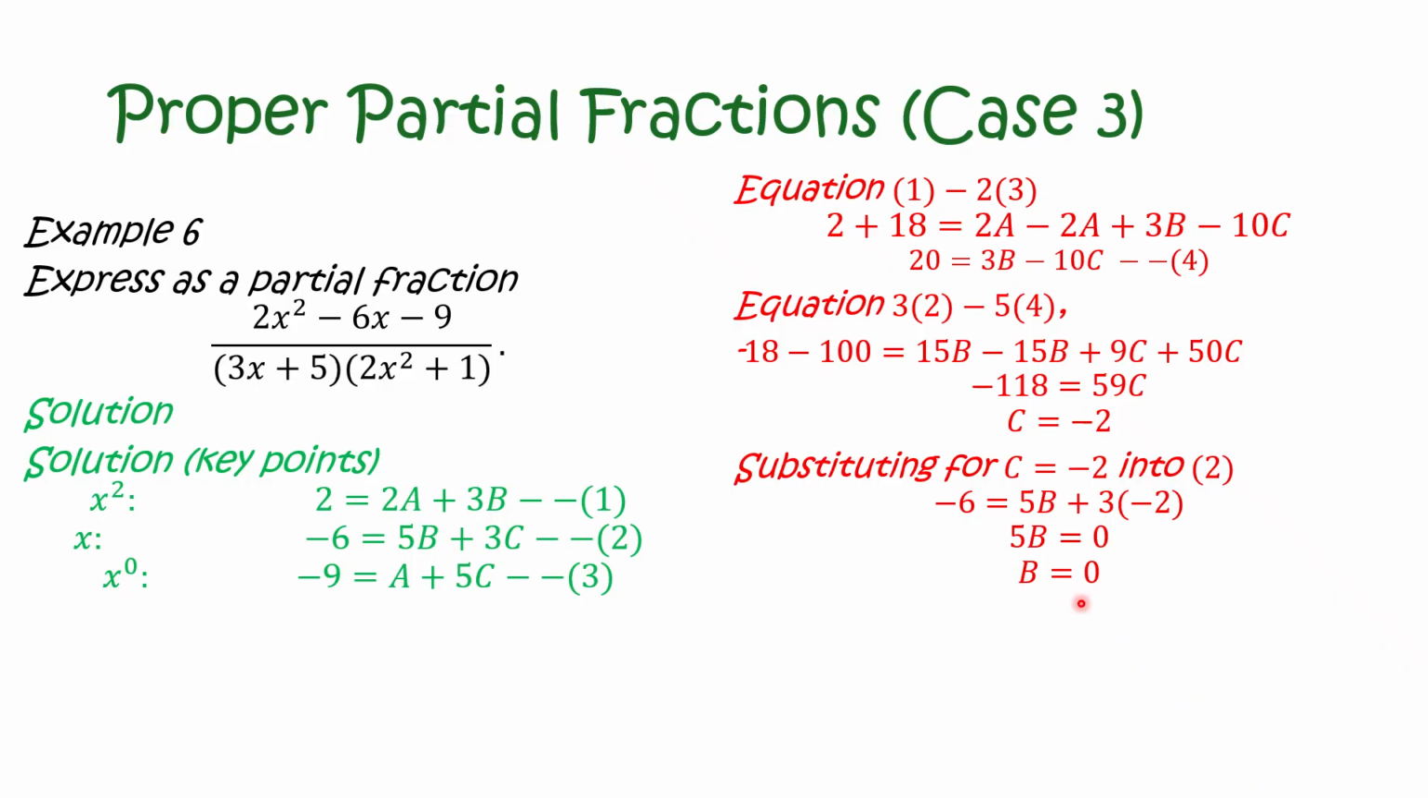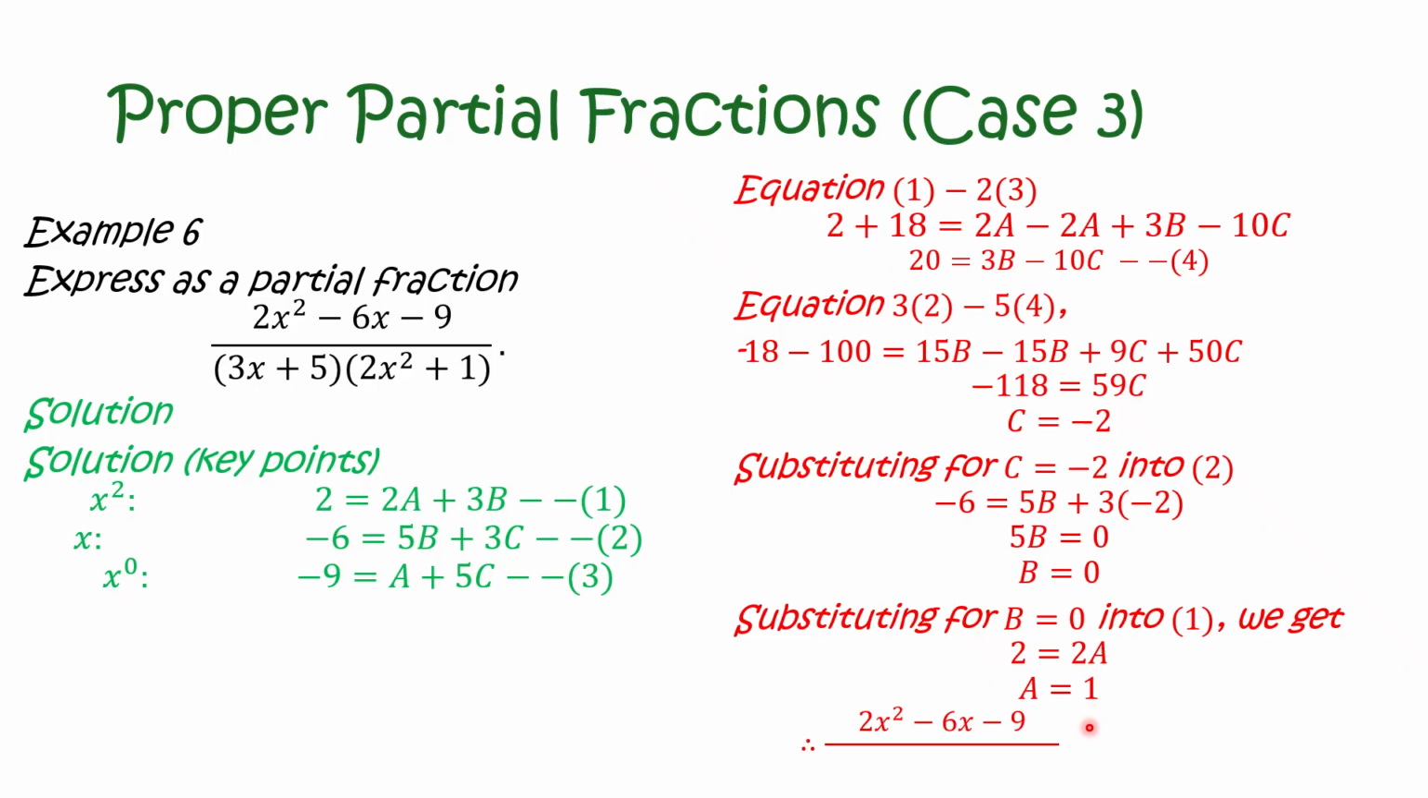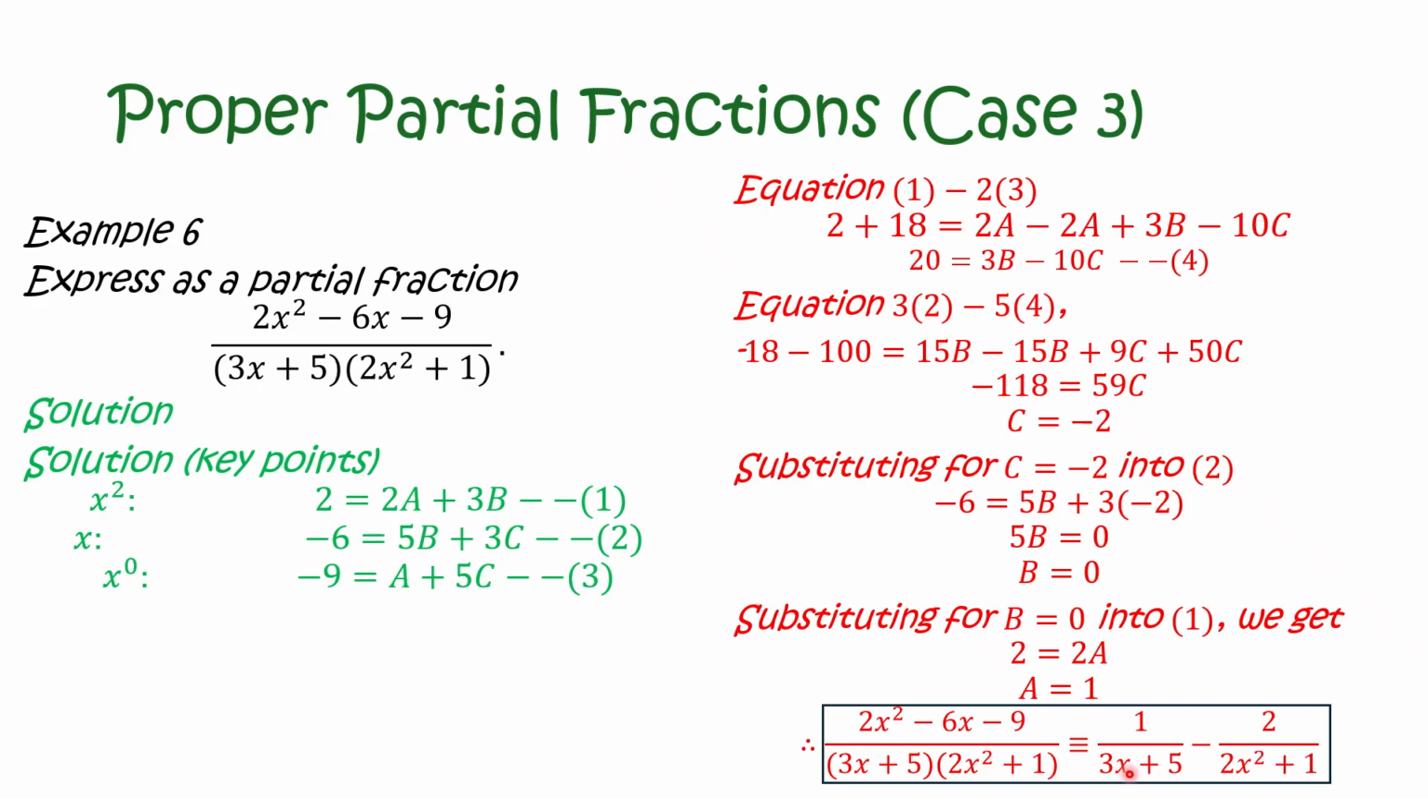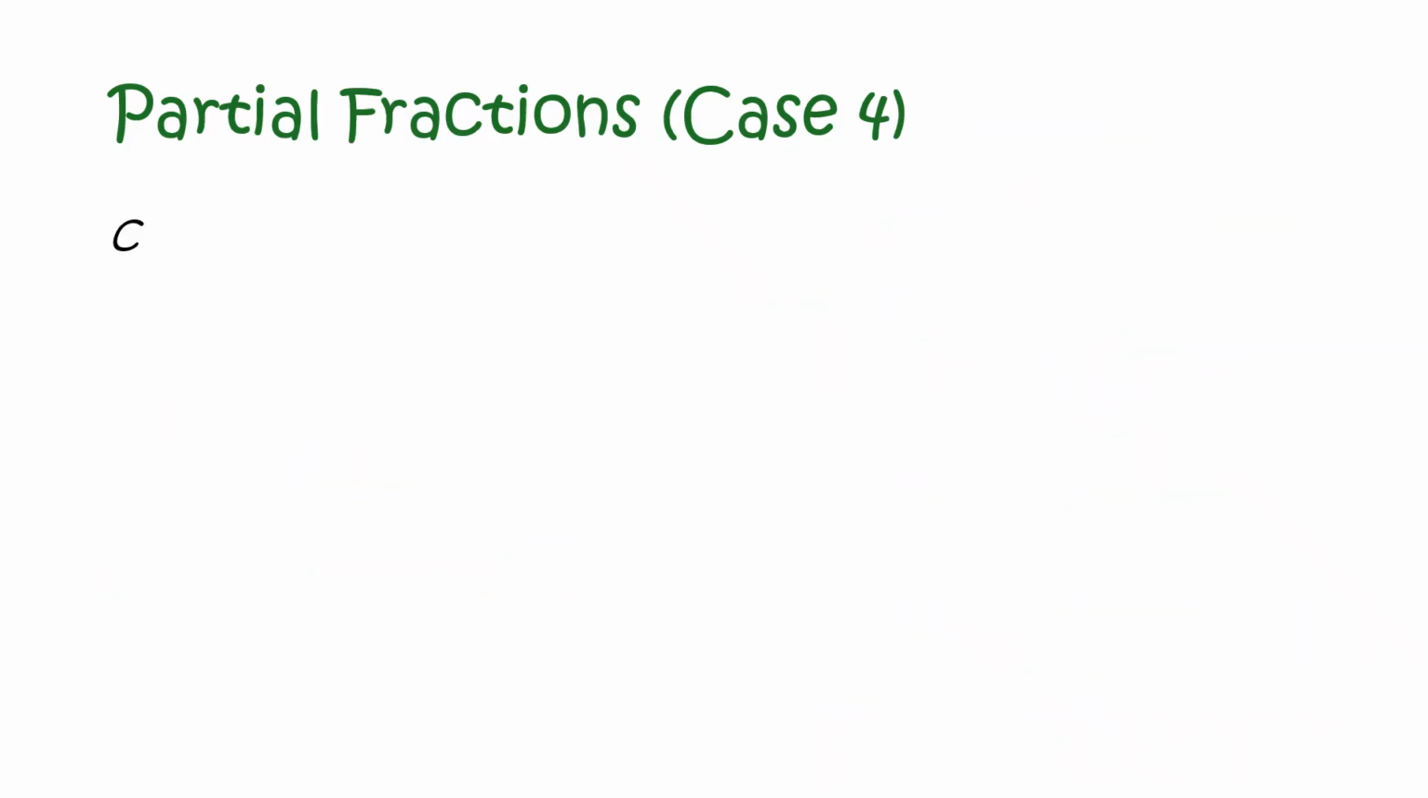Just like in the previous question, this is just a coincidence. It's not like b is always equal to 0, but b is equal to 0 in this case. And substituting for b is equal to 0 into equation 1, we get 2 is equal to 2a, implying that our a is equal to 1. So therefore, this implies that the question can be expressed as partial fractions. That is to say, it's equivalent to that which we have on the right-hand side. We are done with the proper fractions.